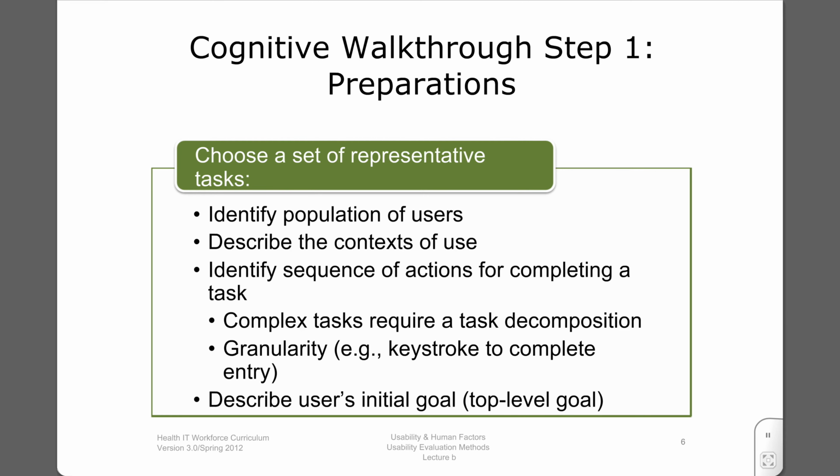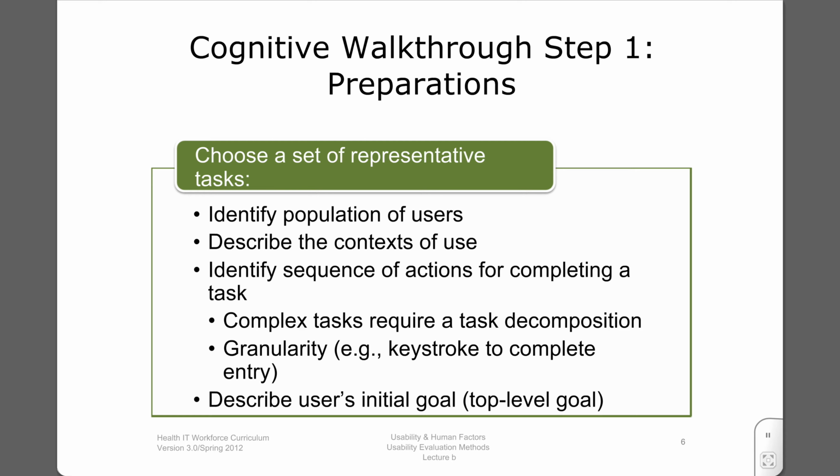There are 3 essential steps to perform a CW. There are a number of decisions to be made prior to undertaking the analysis. This begins by identifying the inputs to the CW, beginning with a selection of representative tasks. The CW is a relatively time-consuming process, and it is important to judiciously select representative tasks of interest.